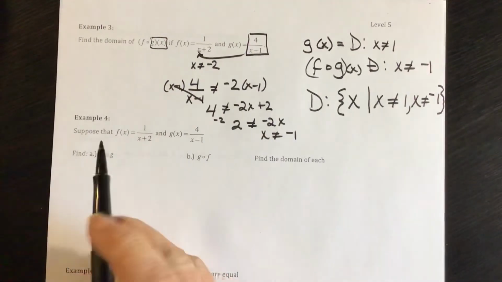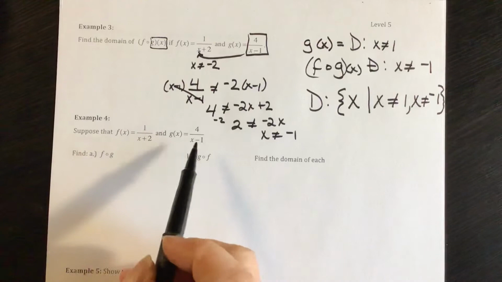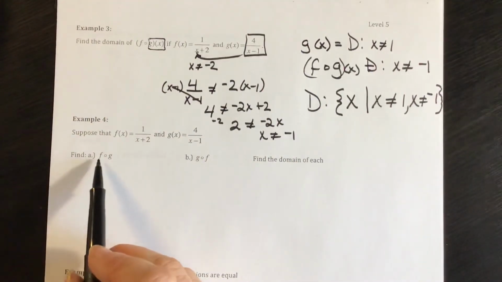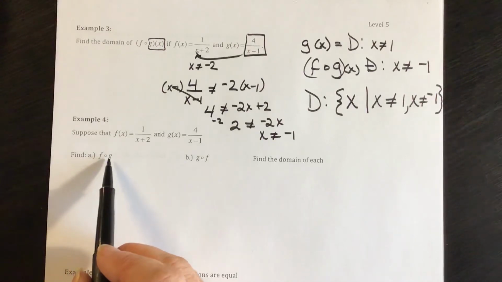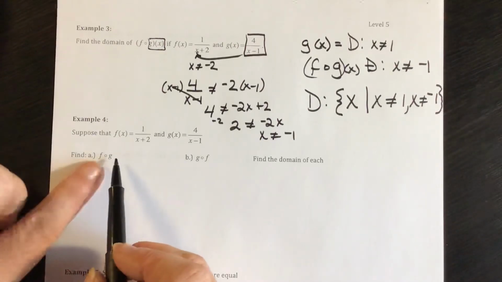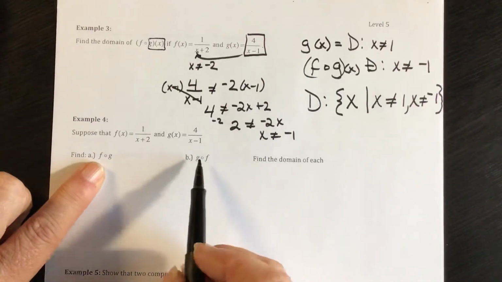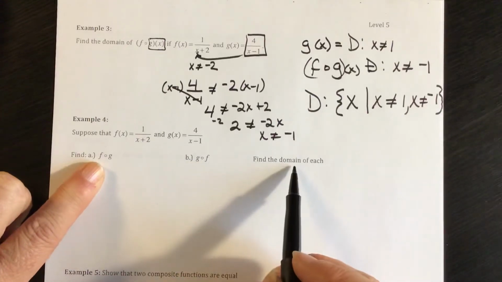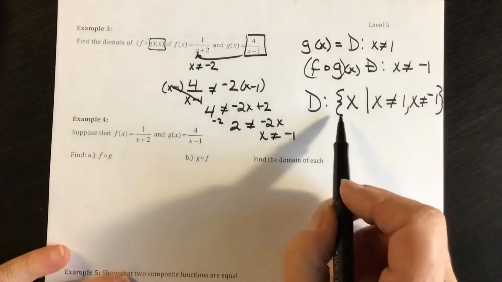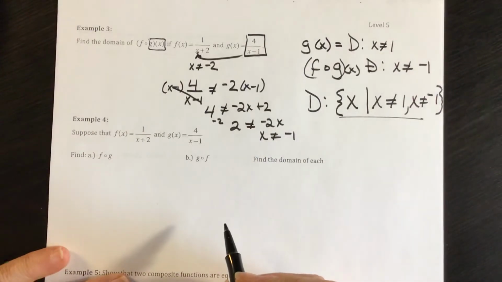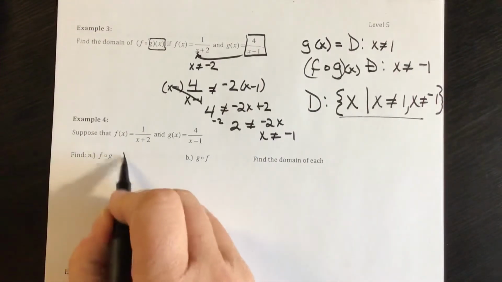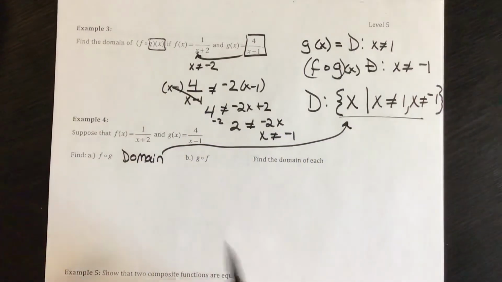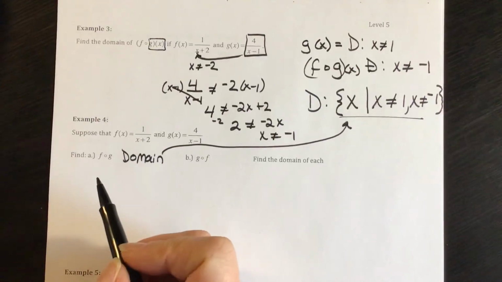All right, so here it says we have these same two functions as up here. We want to find f of g of x and the domain of each. So f of g of x, then we want g of f of x, and then we want the domain of each. Well, the domain of the first one is up here. I'm not going to do that all again, but I am going to do some calculating here.